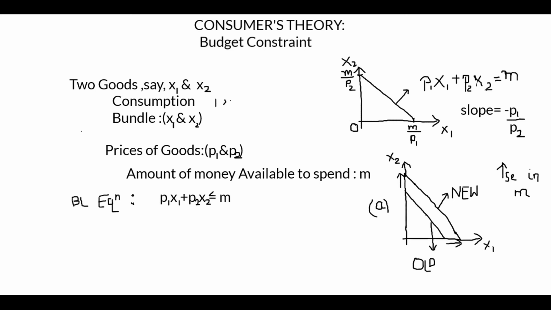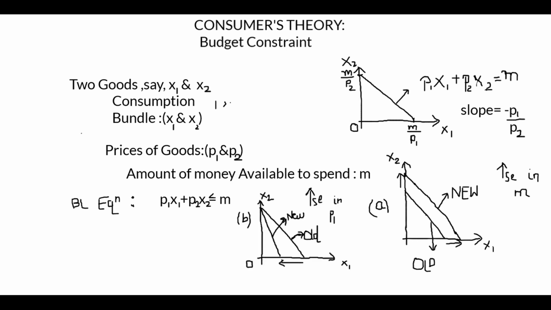Now let us take the case of an increase in the prices. How will an increase in the prices affect the budget line equation? We can see it through diagram B, where we increase the price of good x1 keeping the price of good x2 constant. From the above diagram you can see that as the price of good 1 rises, the budget line will shift inward. This is because good 1 becomes relatively expensive for the consumer, so the consumer would prefer less of good x1.